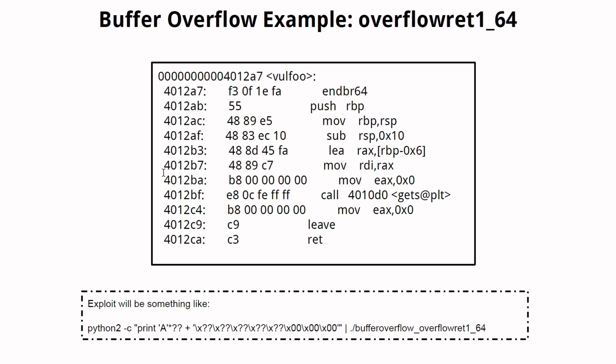So the compiler makes different decisions. Here we ask for 6 bytes, and the compiler only gave us 6 bytes. In the 32-bit version, we asked for 6 bytes, and the compiler actually gave us much more. Then after that, we move 0 to EAX, we call gets, then we move 0 to EAX again, then we just leave and return. So to hack this one, obviously it's very similar to the previous one.